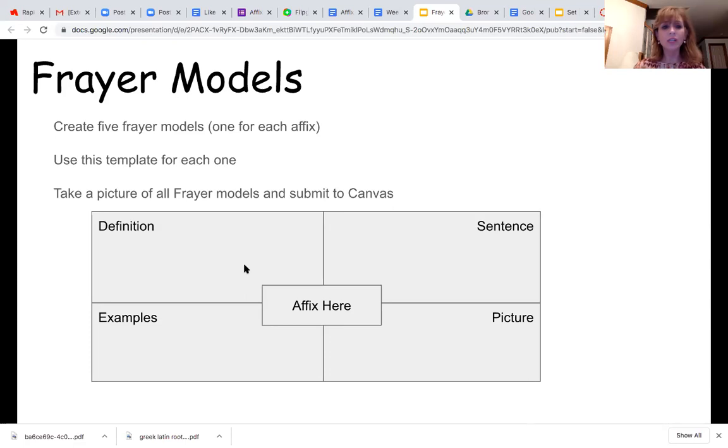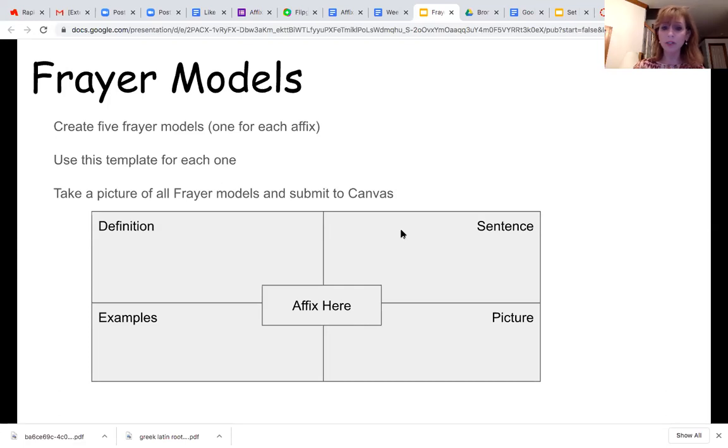And when you're done, take a picture of your Frayer models and submit them to the assignment on Canvas. You're going to put each of your, one at a time now, like dis would go here. That's our first affix. So we would put dis in the middle, here where it says affix, dis goes here. The definition would go here, and you have them right there on that Google Doc. Then you're going to have at least 3 examples, or more. And you're going to take one of those examples and write a complete sentence. Write your own sentence, and the word needs to be used correctly.